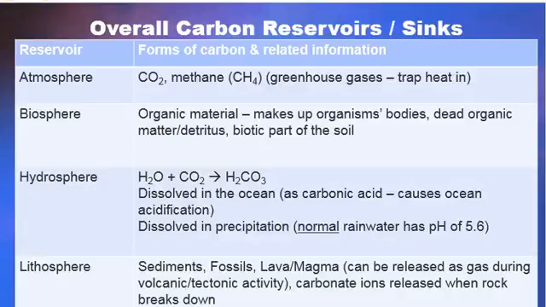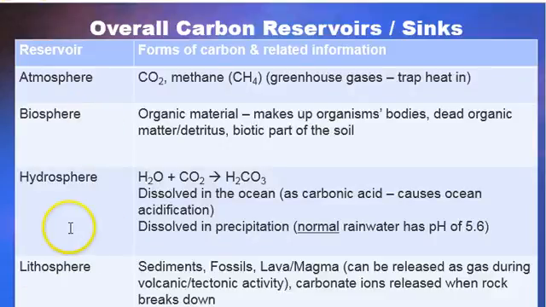Okay, so if we look at where we find carbon, we find a lot of it in the atmosphere. And in the atmosphere, it's usually either in the form of carbon dioxide or methane, CH4. Do you need to know your formulas here? These are both greenhouse gases. They're going to help trap heat in, and we're going to talk more about this later as well. Then the biosphere, you have all that carbon held up in that organic material, tied up in the organisms' bodies, in the detritus, in all the biotic parts of the soil and everything else that's there.